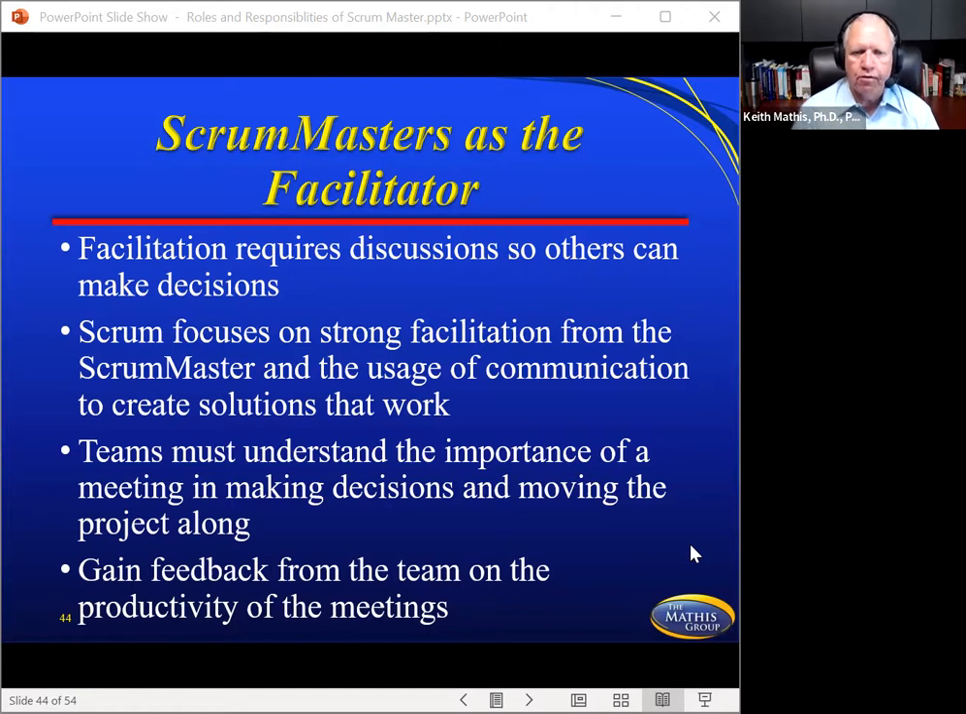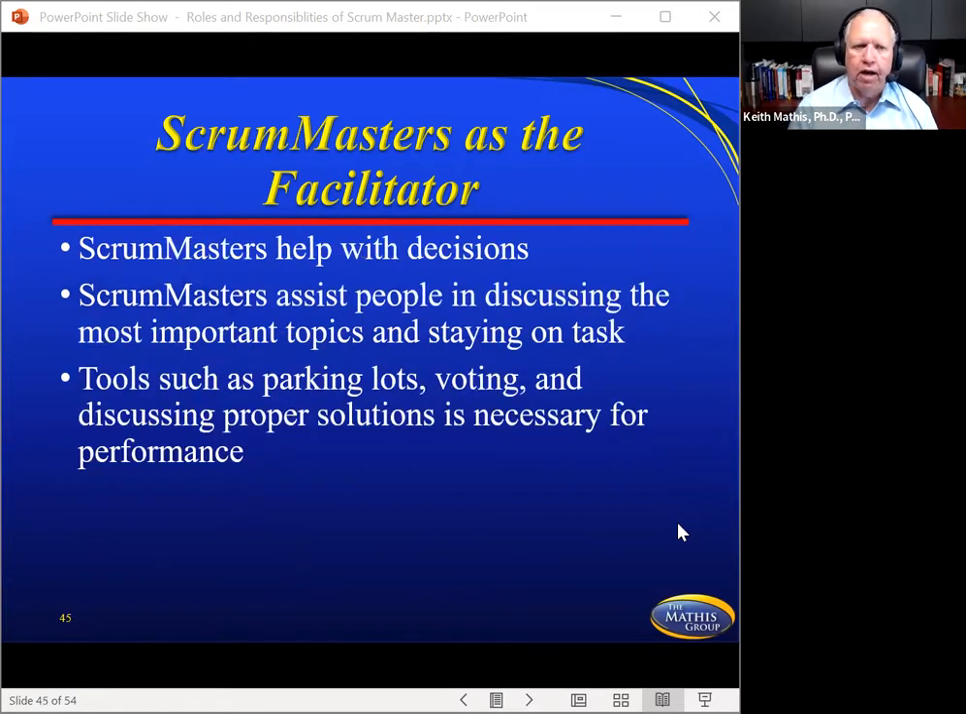Scrum focuses on strong facilitation from the Scrum Master and usage of communication to create solutions. Teams must understand the importance of meeting and making decisions and moving the project along and gain feedback from the team. It's going to increase productivity. All this is important. Now, we haven't discussed the whole issue that comes up so many times on co-location. Many of you I know couldn't co-locate if you wanted to, but co-location happens for many of these to facilitate face-to-face rather than virtual or rather than sending an email. And so all of that has to be taken into account as well.